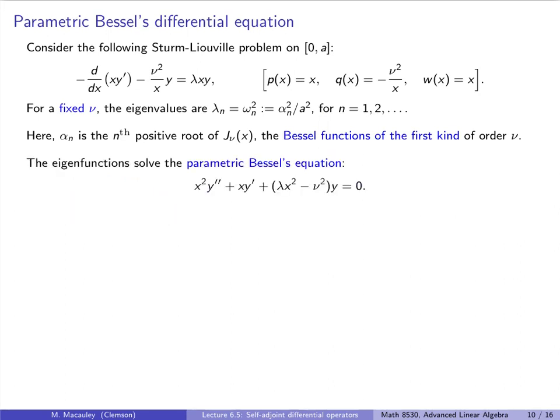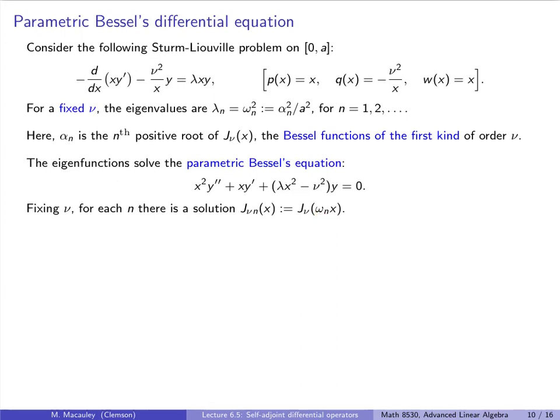The eigenfunctions, or at least as a function of the radius, notice that they don't depend on theta due to circular symmetry, solve the parametric Bessel's equation, which is x squared y double prime plus xy prime plus lambda x squared minus nu squared times y equals 0. That's the equation that I showed you a couple slides ago on that summary list. If you fix nu, then for each n, there is a solution j nu n of x, which is this Bessel function, j nu of lambda n x.